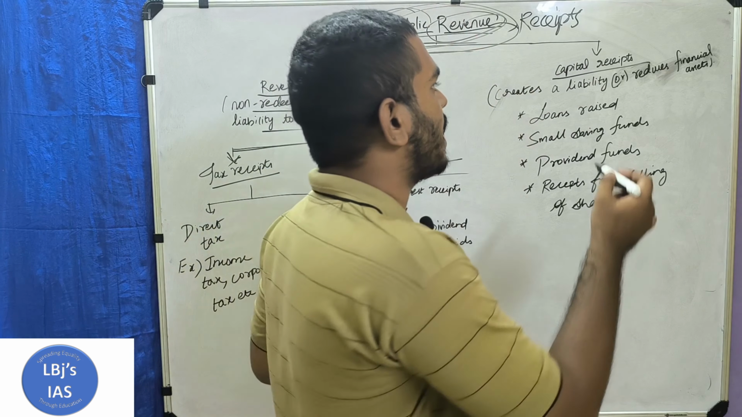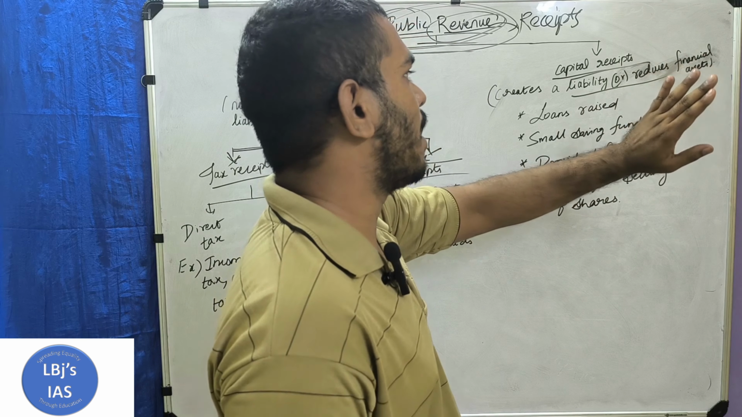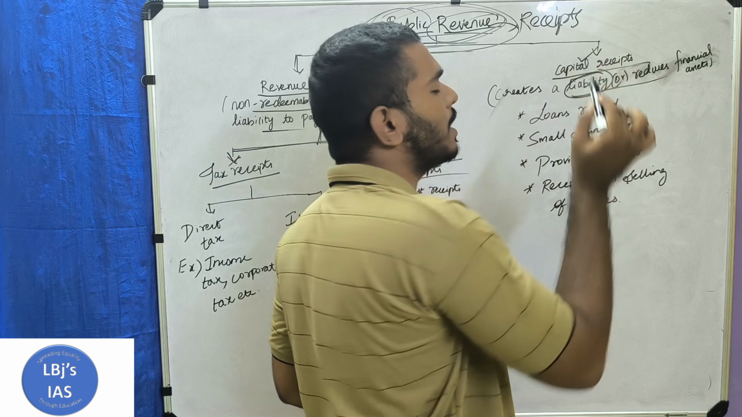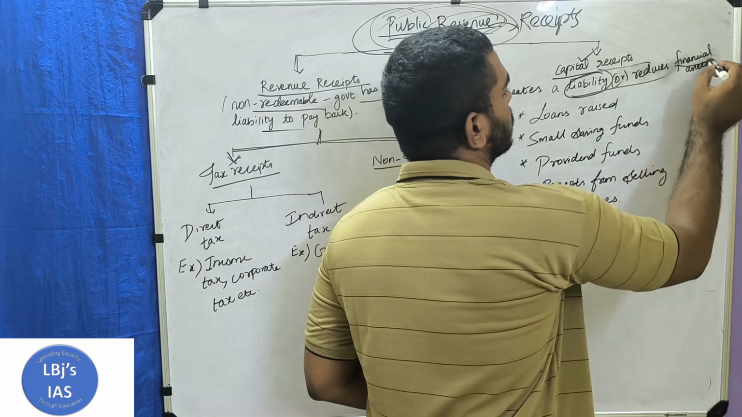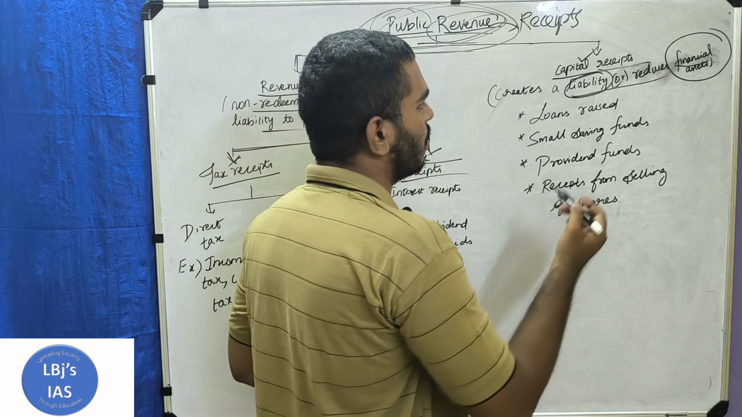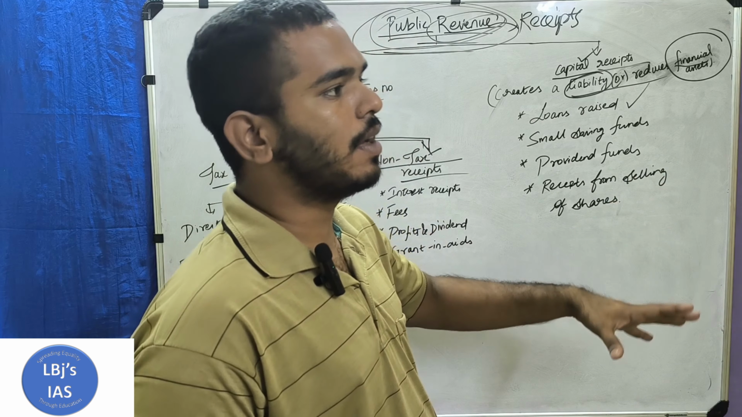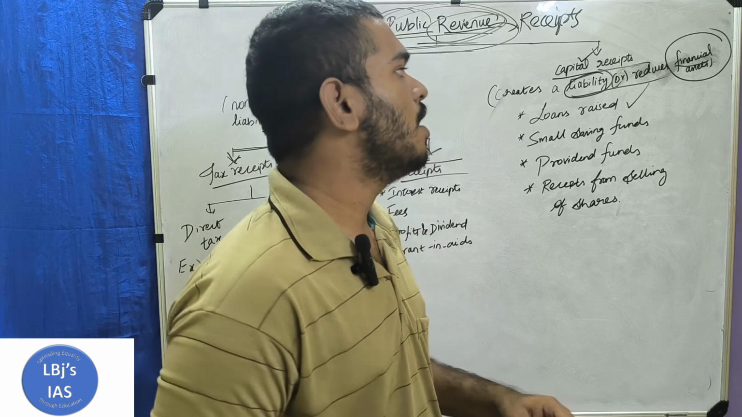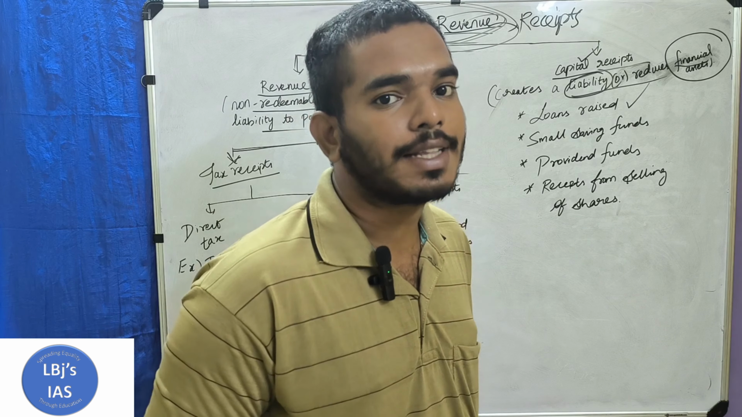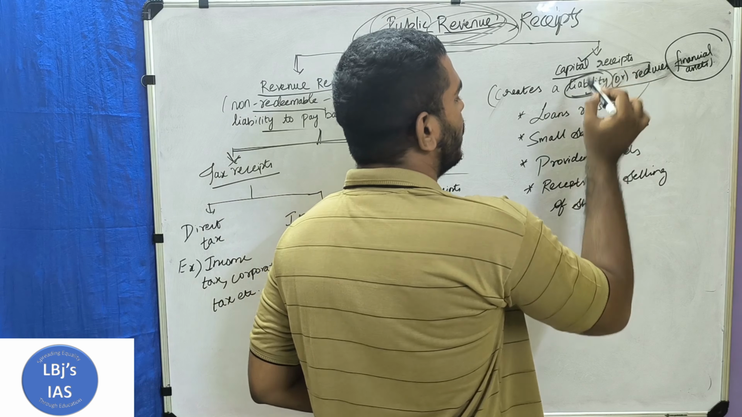Unlike that, capital receipts create a liability or reduce the financial assets. Capital receipts are nothing but receipts that either create a liability or reduce the financial assets of a government. Take for example loans raised by the government. Government raises loans from various sources, and it creates a liability because the government needs to give back the loan amount that it gets from various sources. So it creates a liability.